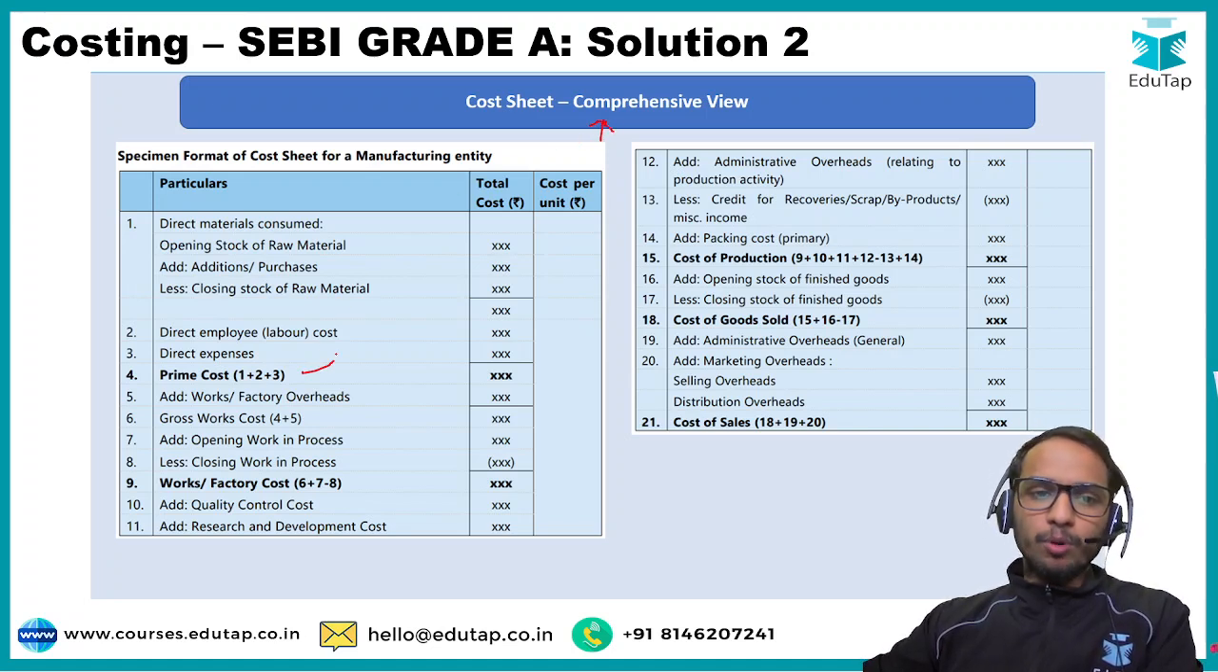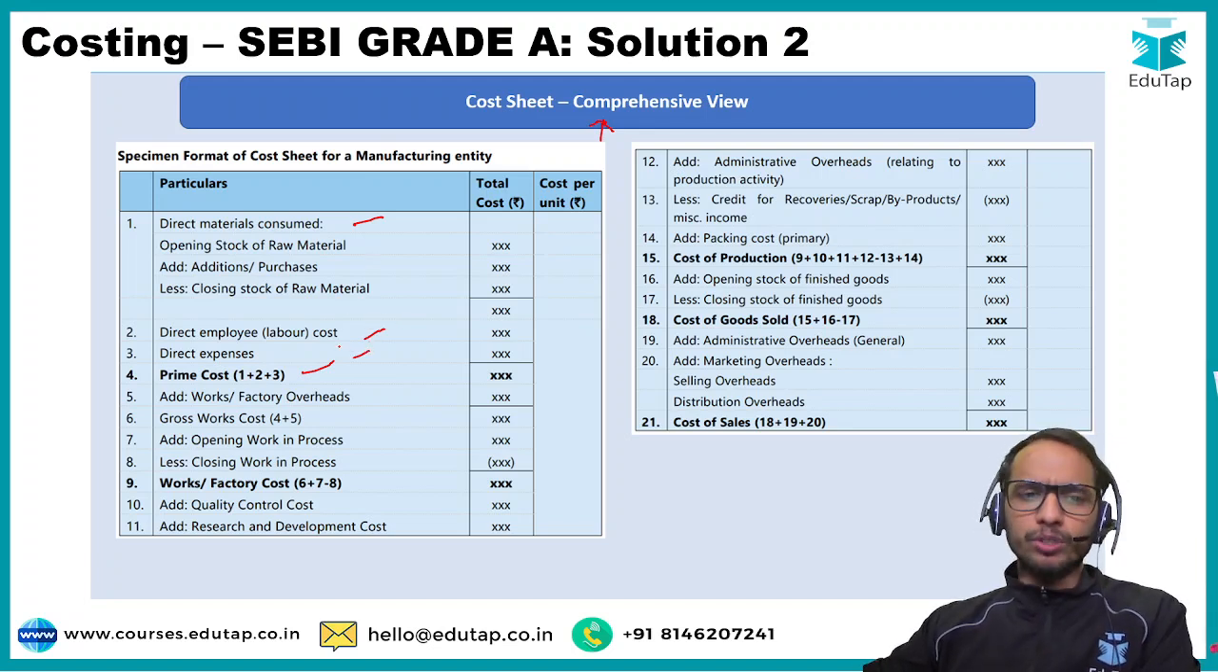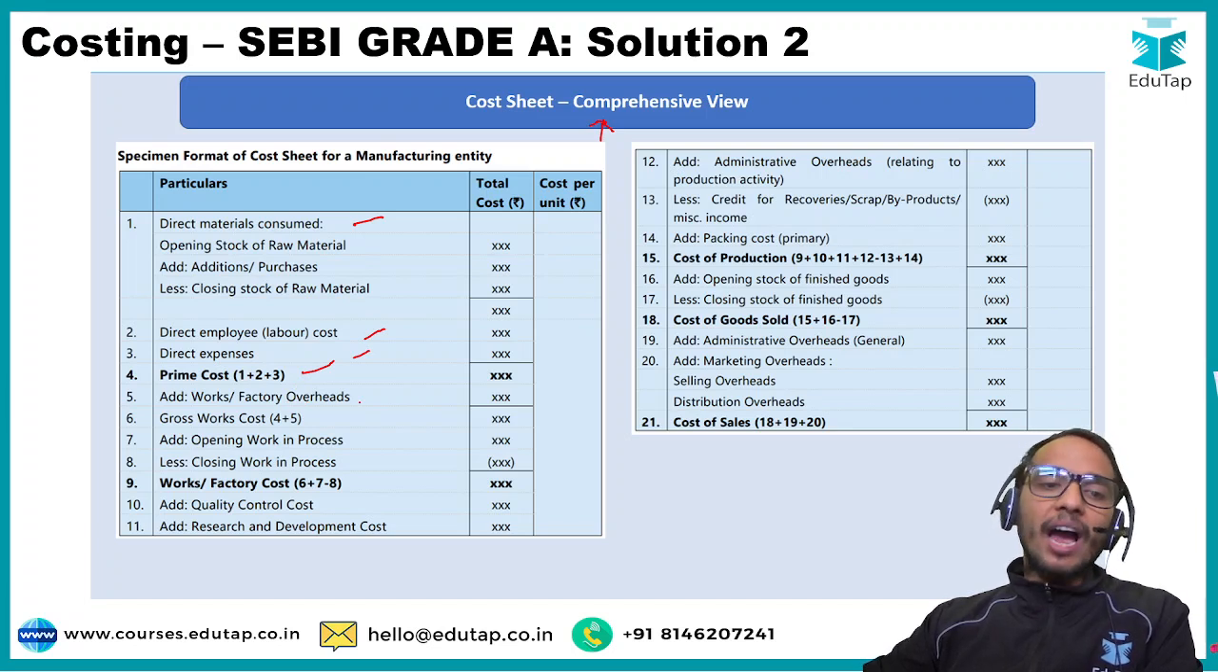So we have this prime cost, which consists of what? Direct material, direct labor, and your direct expenses. It becomes your prime cost. Now after the prime cost, when you add works or factory overhead into it, then it becomes factory cost.